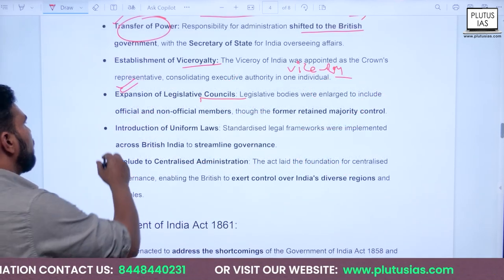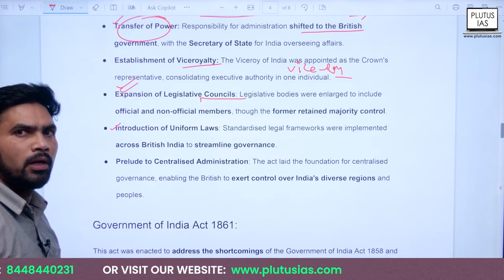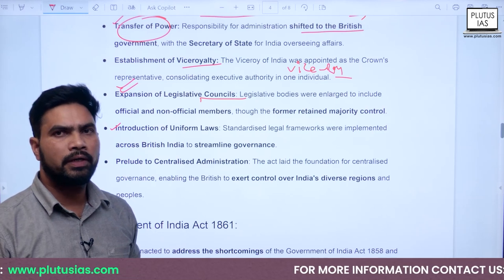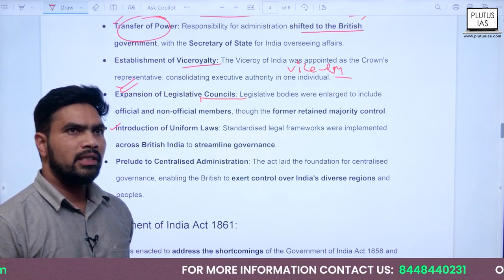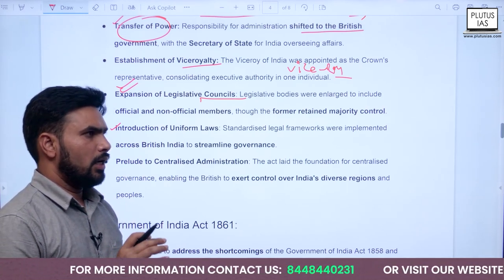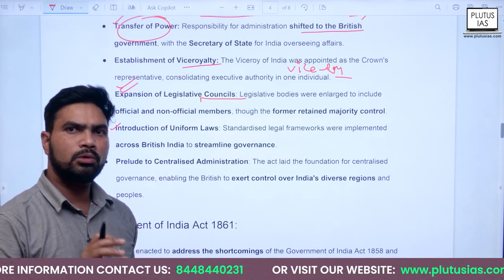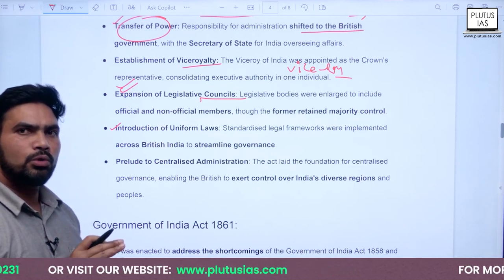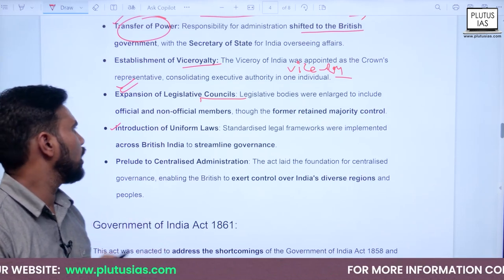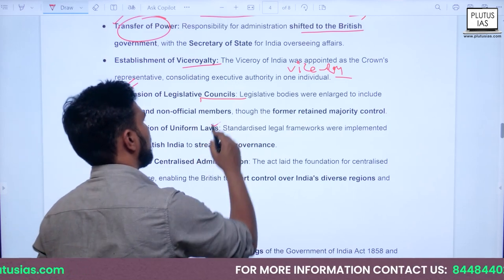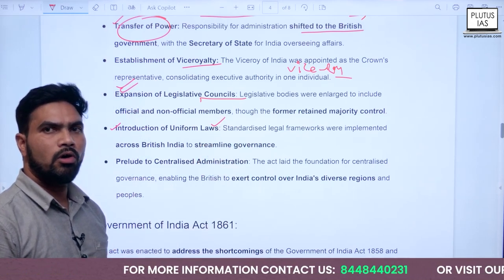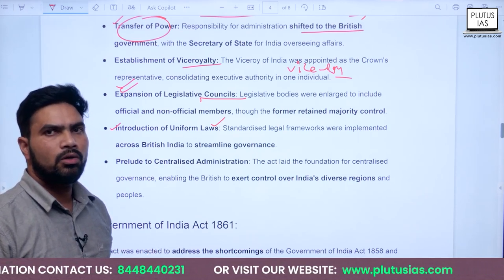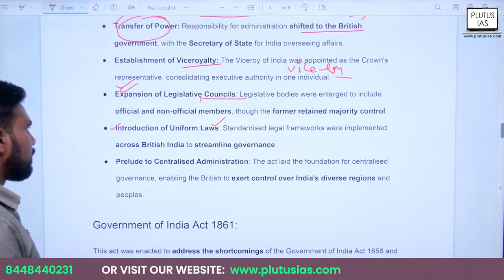Right. Another important point is introduction of uniform laws. Earlier, the British Parliament used to make different laws for different regions. For example, when the Deccan Riots took place, a law came to address that particular region only, the Deccan region only. So in this way, earlier laws were made only for a particular region. From now on, the British started making uniform laws for the entire country, the entire territory that is under the control of the Britishers. Right.